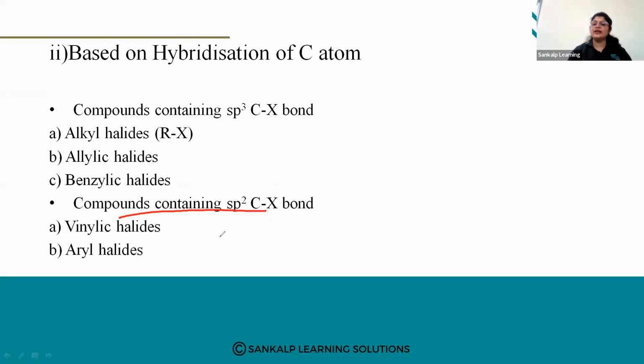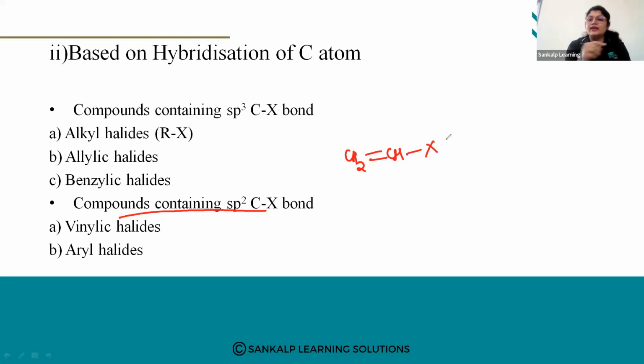Vinylic halides are the compounds in which the halogen atom is bonded to an sp2 hybridized carbon atom of a CC double bond. I can give you examples. See, this is CH2, CH and X. So this is an example of a vinylic halide.